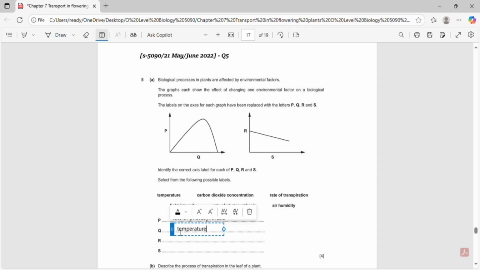Next, Q is temperature. On the x-axis of that same graph, the factor that produces this optimum curve is temperature. Photosynthesis depends on enzymes, and these enzymes work best within an optimal temperature range. That's why Q is temperature.